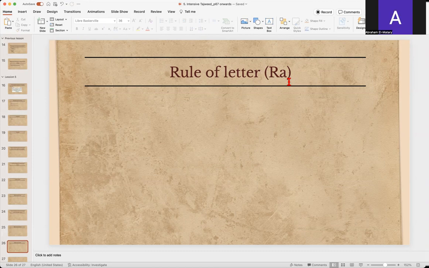Just like when you're trying to lift a really heavy box, you cannot break the ra because you're trying to lift a very heavy mufakham letter that has isti'la. So as a result, number 8 is the exception of the rule.